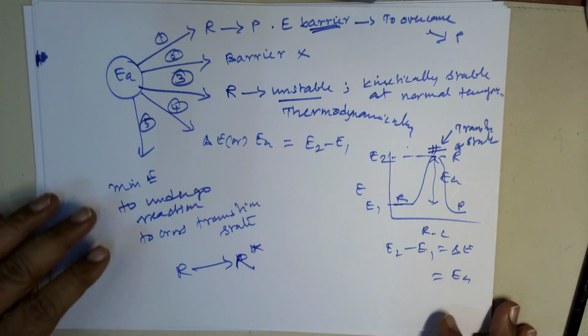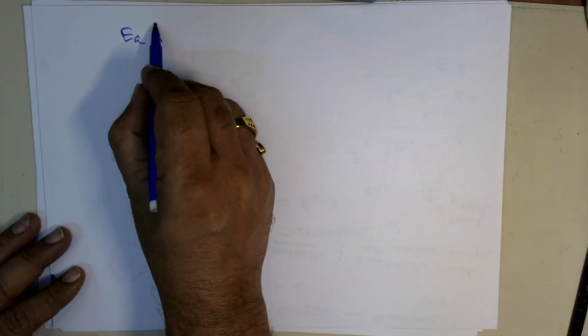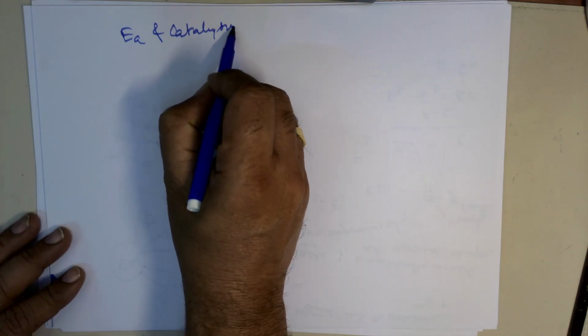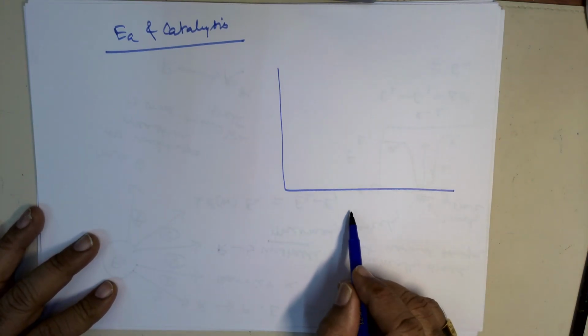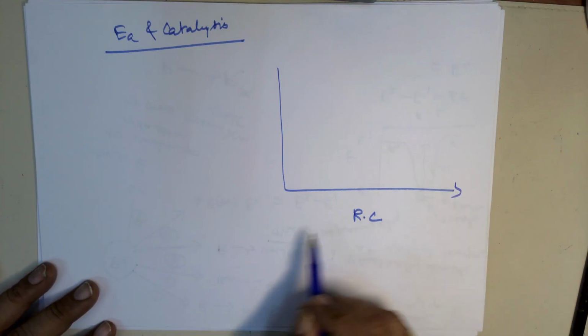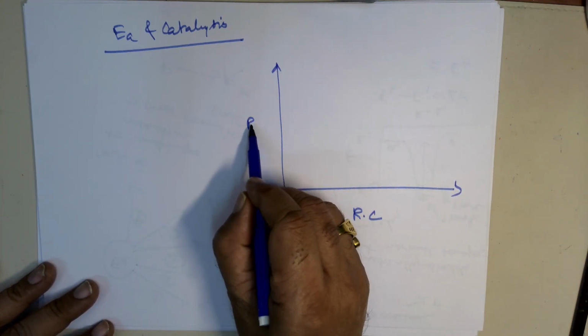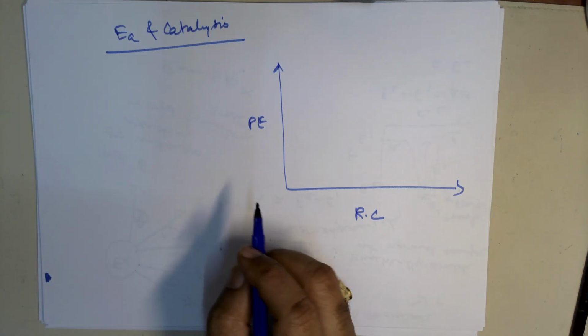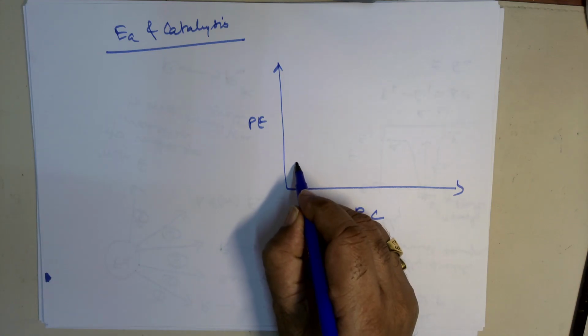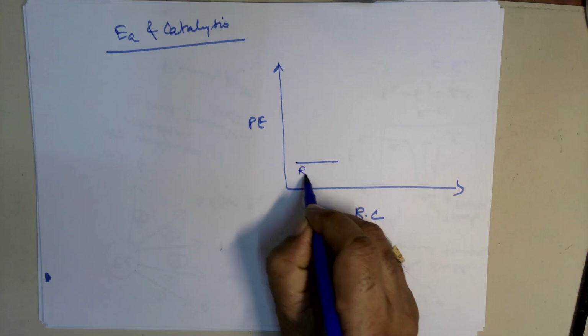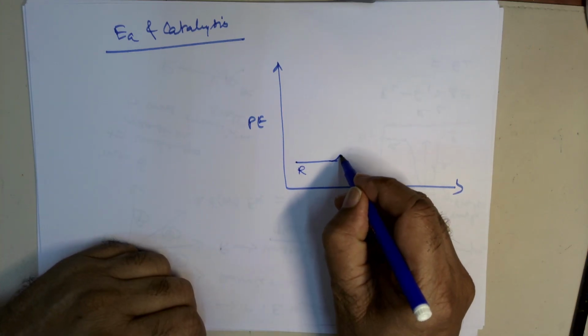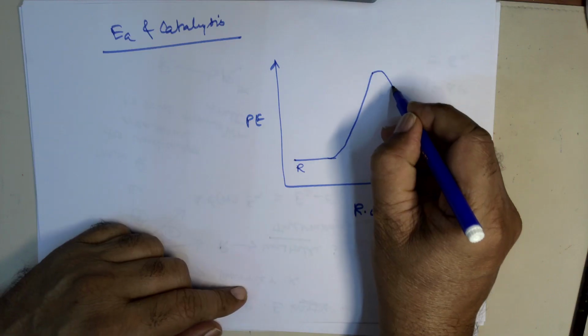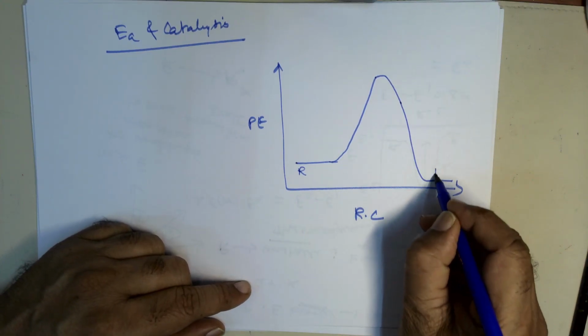And this activation energy and catalysis is another important one. Using a catalyst, you can support the reaction. Let us draw the diagram. This is the reaction coordinate that is indicating the progress of the reaction along the x-axis, and the y-axis is the potential energy, PE, or E. So this is the reactant R, and it goes like this, gets excited, and again comes down as a product, P.